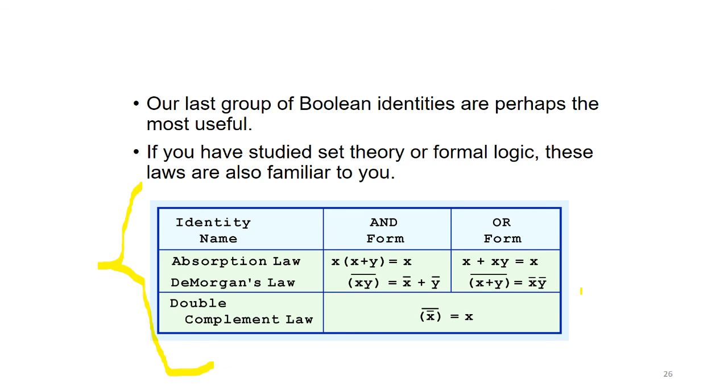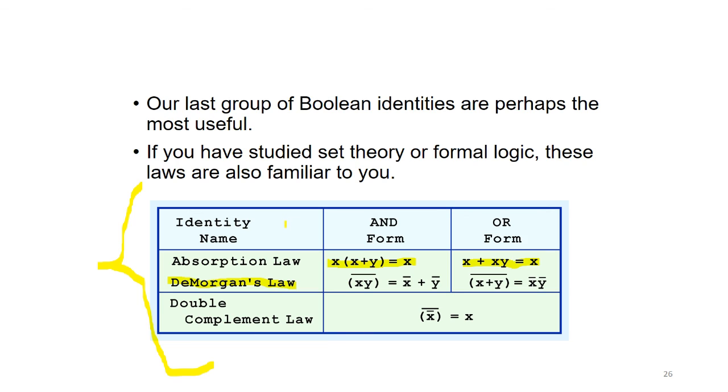So absorption law goes like this. We have this one, x multiplied with x plus y gives us x only. What about OR format? This x plus xy should give us a value of this one, x, right? Absorption law itself also changes format for AND form and OR form. Okay, then we have this De Morgan's law.